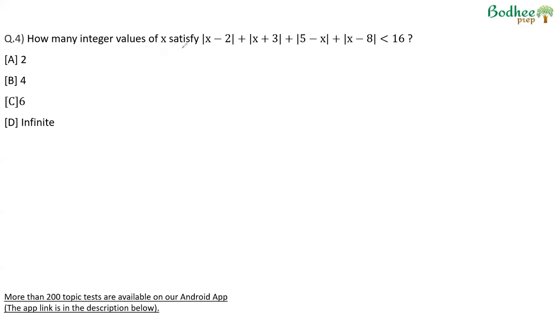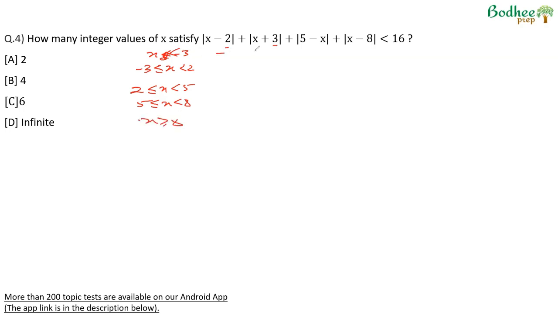How many integer values of x satisfy mod of x minus 2, x plus 3, x minus 5, minus x minus 8 mod is less than 6? Now, I am not timing myself for what I'm going to do next. One is we look at the critical points: x is less than -3, -3 less than or equal to x less than 2, 2 less than or equal to x less than 5, 5 less than or equal to x less than 8, and x greater than or equal to 8. So these are 5 ranges.